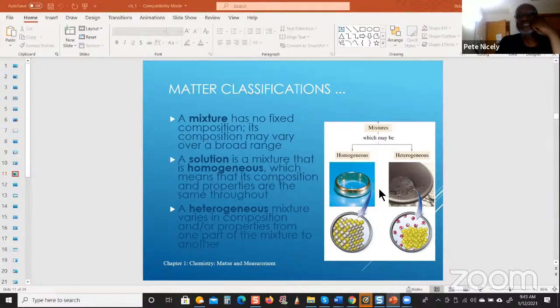Okay, what about the gasoline that we put in our cars, right? That is an example of a homogeneous mixture because gasoline is basically a mixture of a group of compounds we call hydrocarbons, all right? So that's an example of a homogeneous mixture. Can you think of another example of a homogeneous mixture?